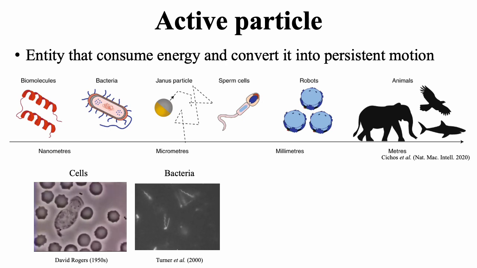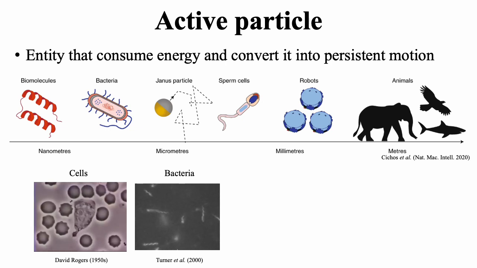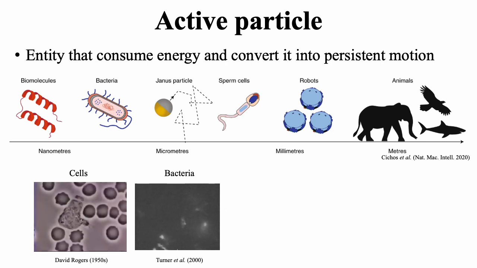Another example is an E. coli bacteria, which you see here. Again, the bacteria eats some food, and then here you can see it's converting it into this persistent run and tumble motion.